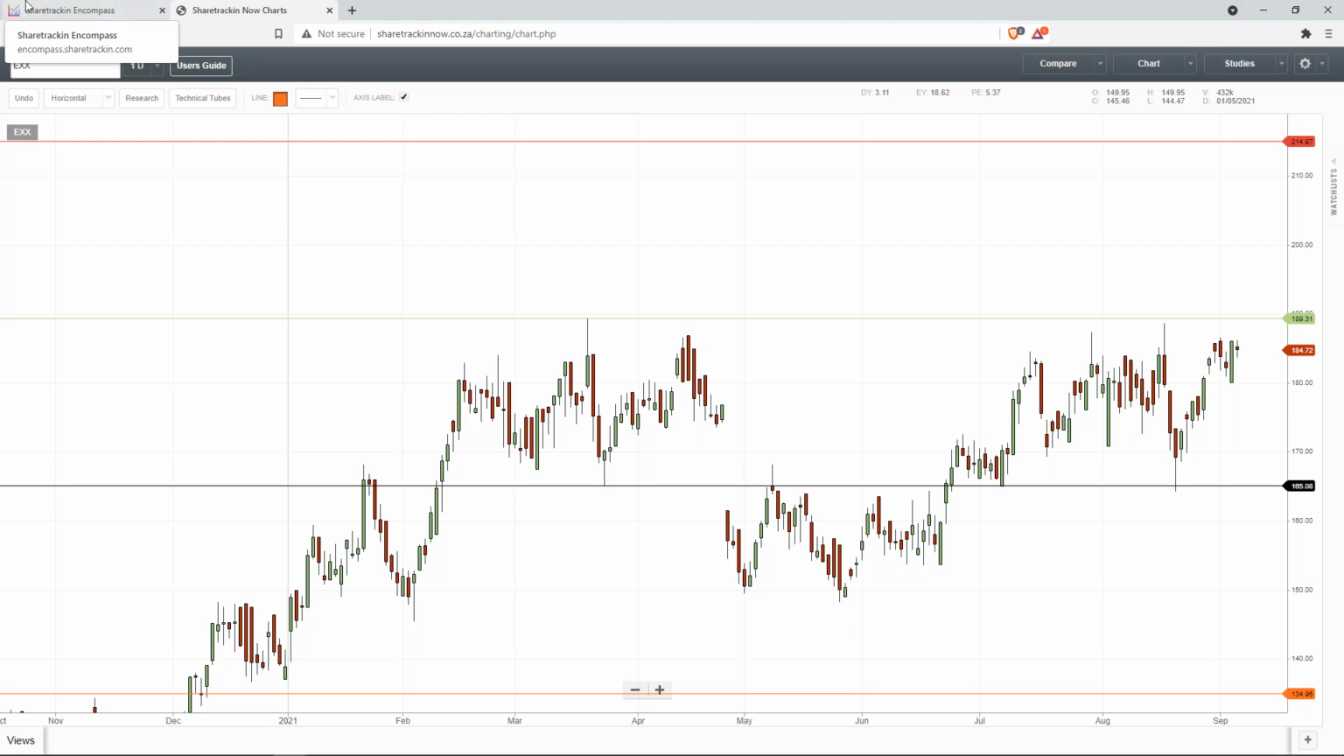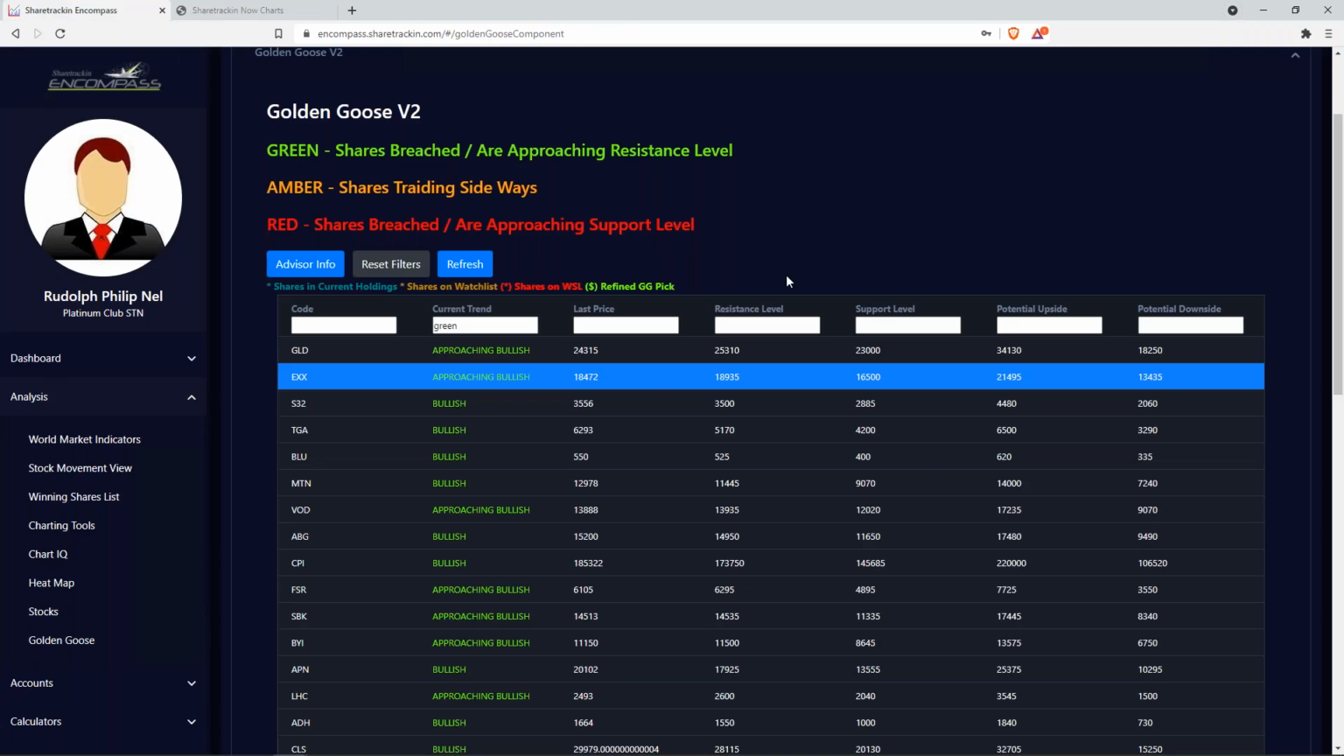So this is a little bit more accurate, I would say, than what the Golden Goose version 1 was. So version 1 was on daily and weekly signals, where with this, it's already plotted for you and you can decide on what term you obviously want to trade the share.